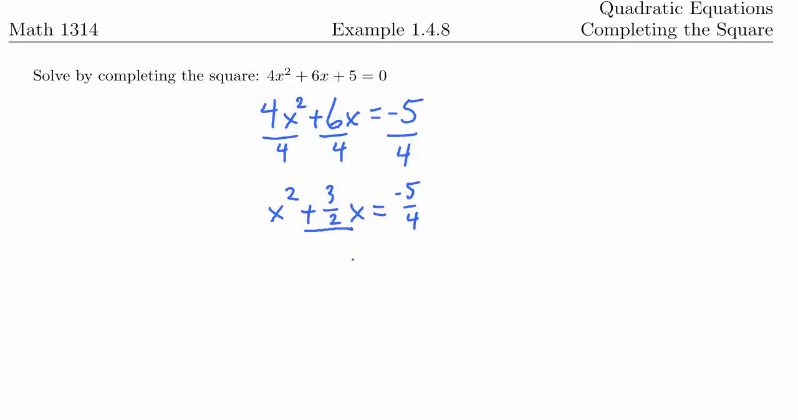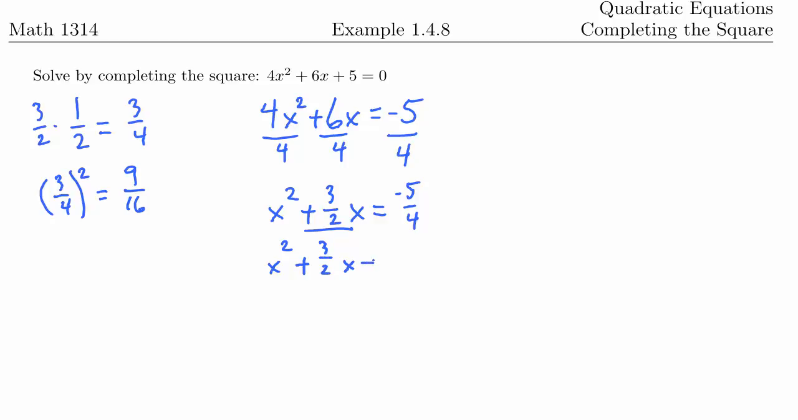At this point, you look at the number in front of x. That's 3/2. Multiply by 1/2 all the time. You get 3/4. Then square that answer. Whenever you square that answer, you get 9/16. Add that to both sides. So x squared plus 3/2 x plus 9/16 is equal to negative 5 over 4 plus 9 over 16.